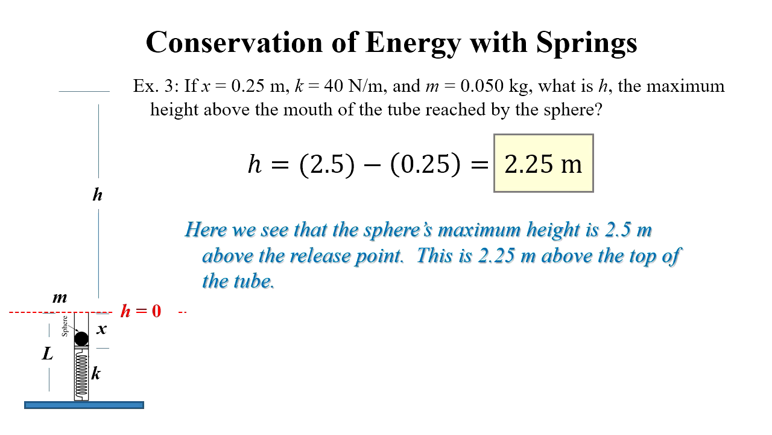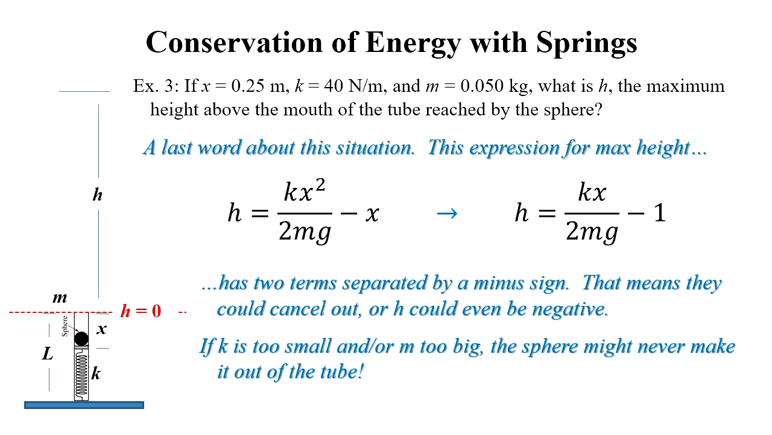One last word about this situation. This is real thinking like a physicist territory. Let's look at that expression that we got for maximum height before we put the numbers in it. There's 2 terms there, and there's a minus sign in between them. That means there's room for these two terms to cancel out. We could even get a negative result, which would mean our height would be too short to get out of the tube. Well, this is actually natural if you stop and think about it.